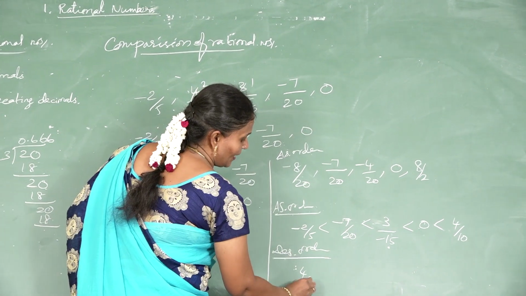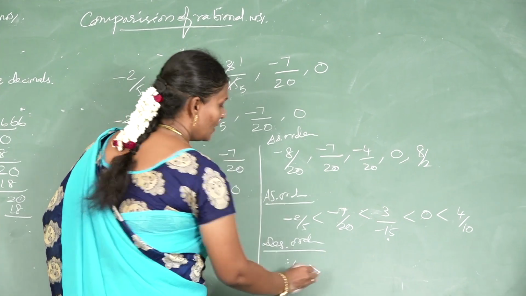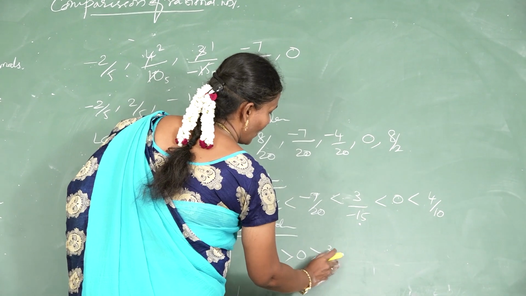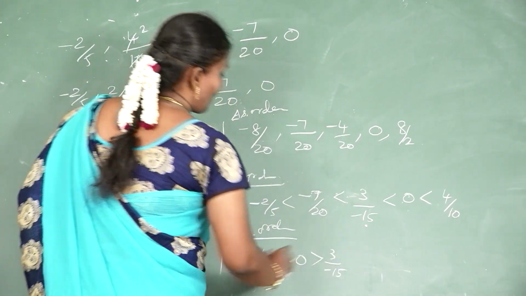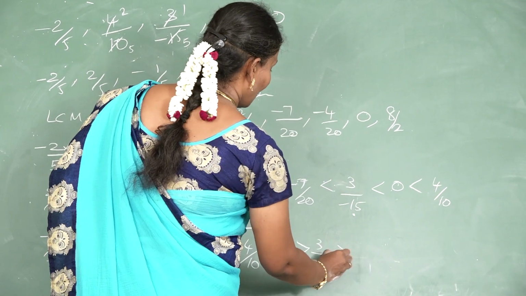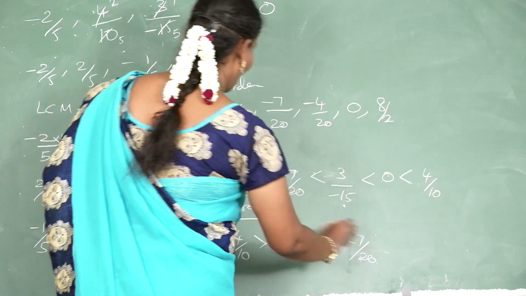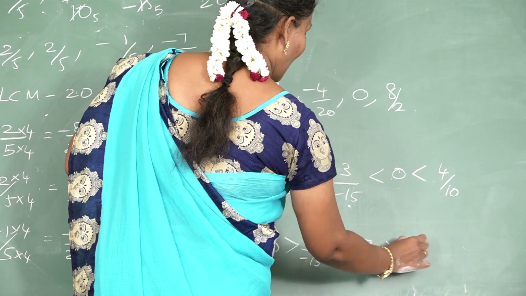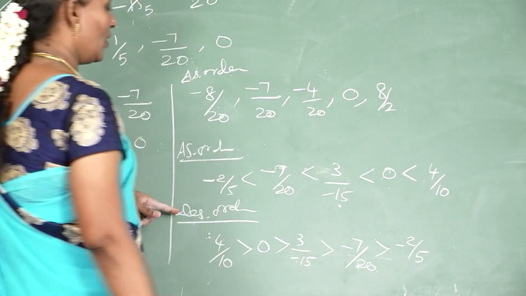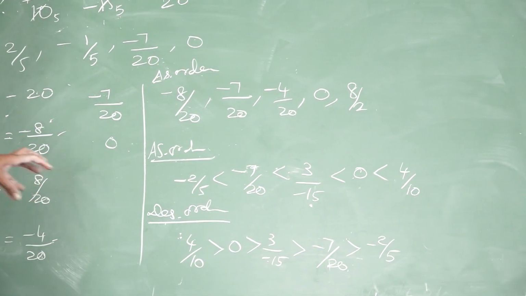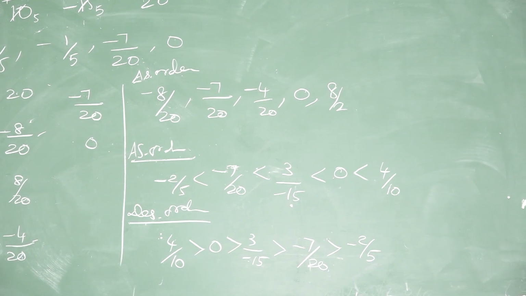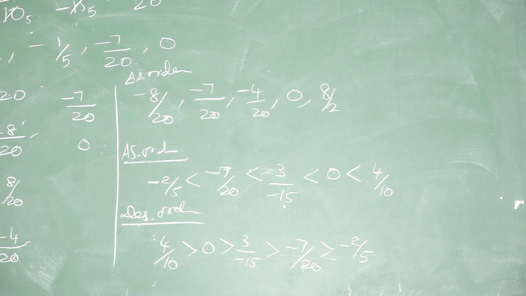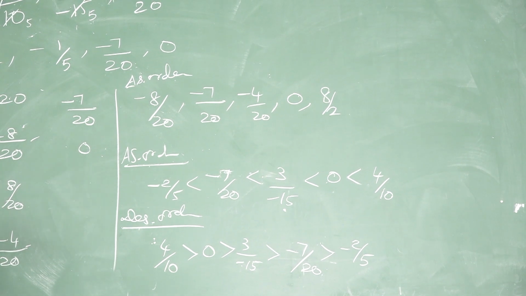4 by 10 is greater than 0. 0 is greater than 3 by minus 15. 3 by minus 15 is greater than minus 7 by 20. And minus 7 by 20 is greater than minus 2 by 5. You know already the descending order means big to small. Okay, you understand now how to write the given numbers in ascending order or descending order?